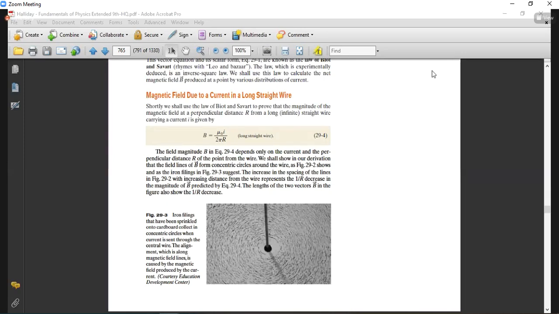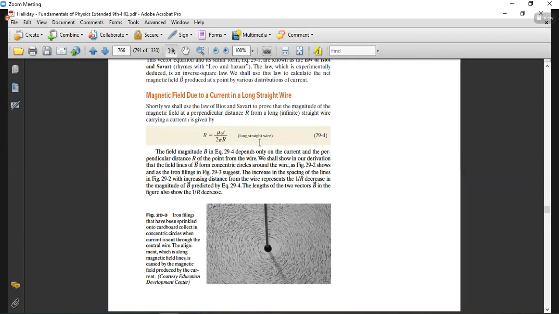In the same way, as you move away from the wire, obviously the strength of the magnetic field will become less, and the spacing between the magnetic field lines becomes large compared to those near the wire. So how can we find out the direction of the magnetic field around a straight wire? They have given us an example here.